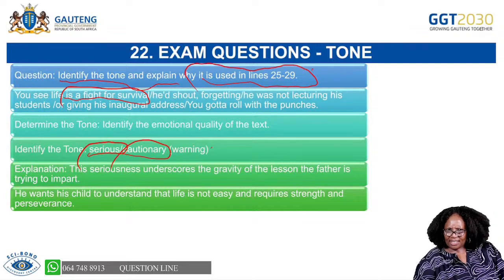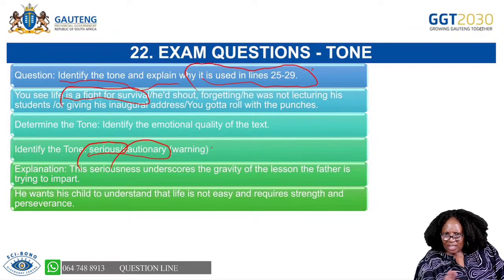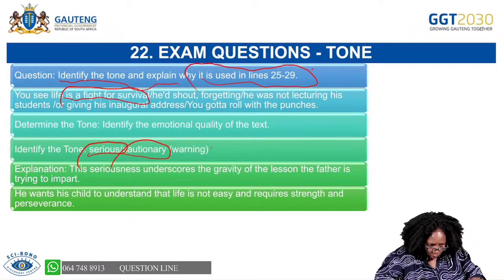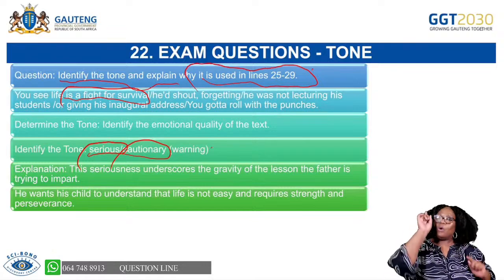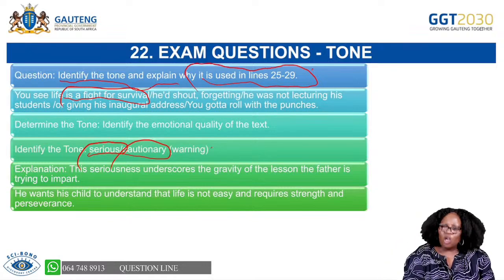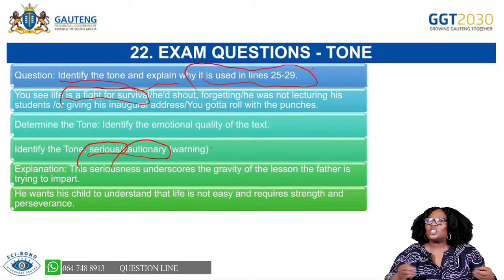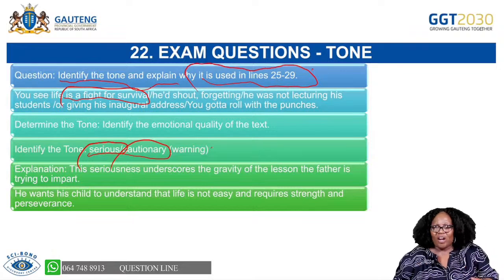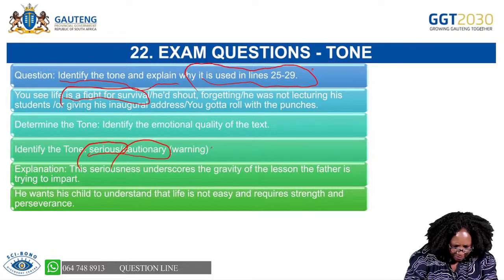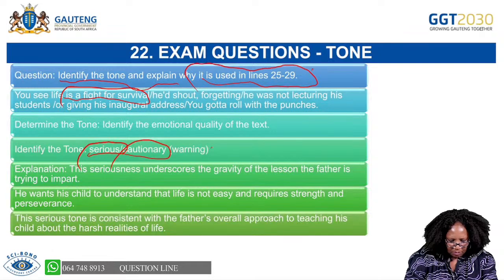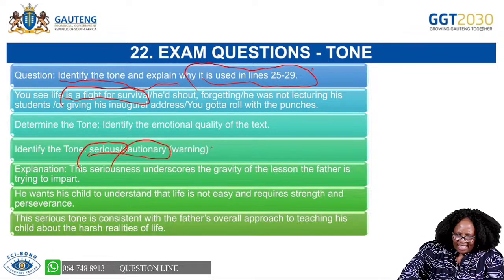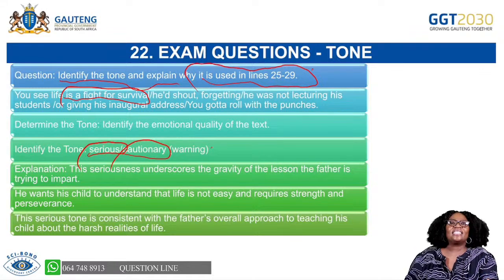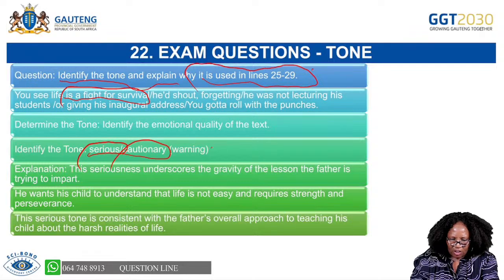He's not telling stories. He's not about stories. He's about warning. Hey, man up. You are a girl, but you've got to man up. He wants his child to understand that life is not easy and it requires strength and endurance and perseverance. This serious tone is consistent with the father's overall approach to teaching his child about the realities of life.